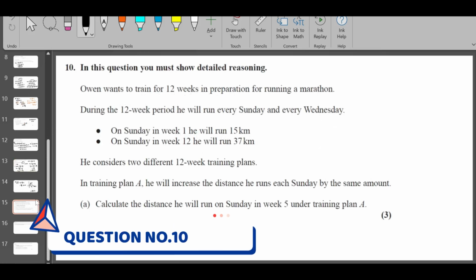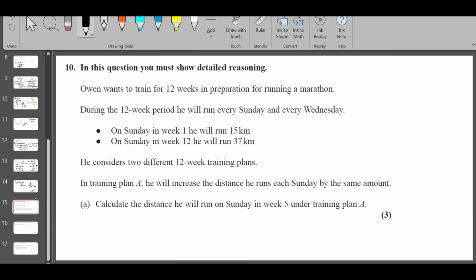Question number 10 now. Owen wants to train for 12 weeks in preparation for running a marathon. During the 12-week period, he will run every Sunday and every Wednesday. On Sunday in week 1, he runs 15 kilometers. Week 2 is not given, week 3 is not given. In week 12 he runs 37.